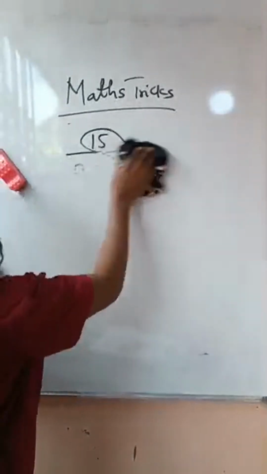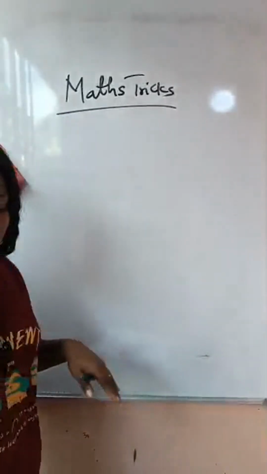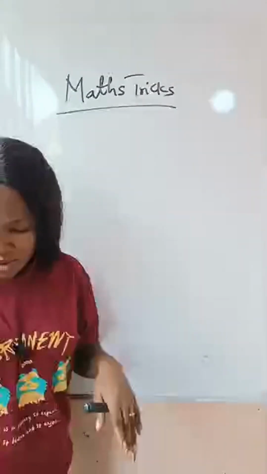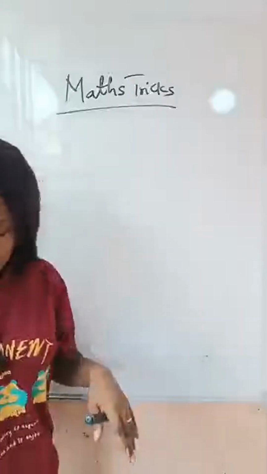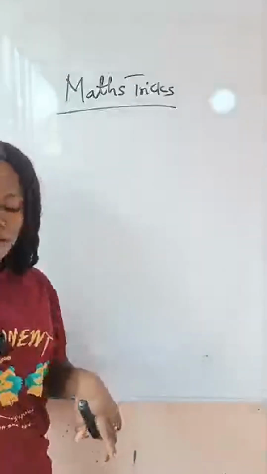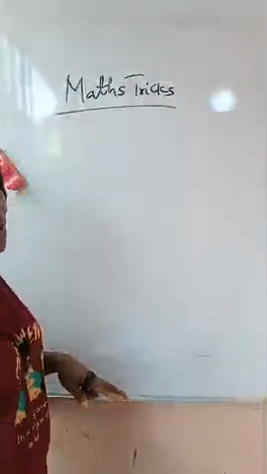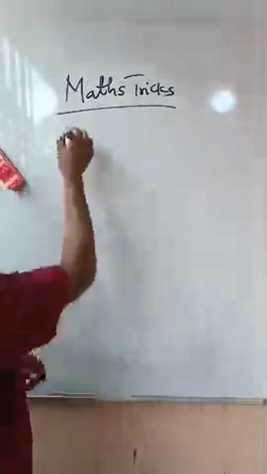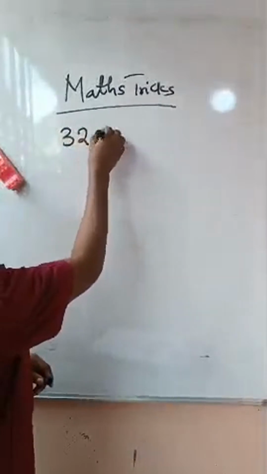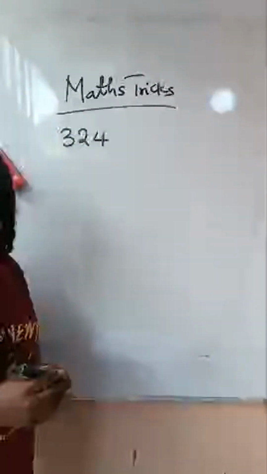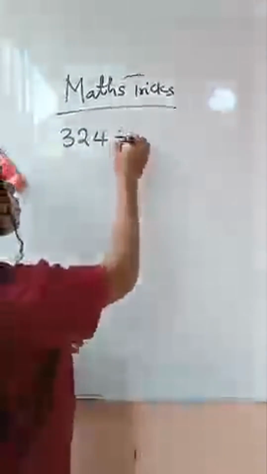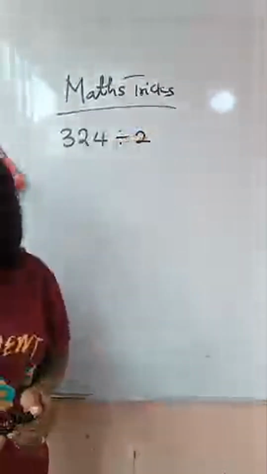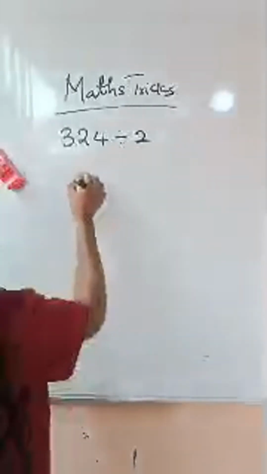Now let's discuss another math trick. Now learn this for your kids. If you have a kid that is finding it difficult to divide large numbers, for example, 324 divided by 2, you can teach that kid to divide this way.